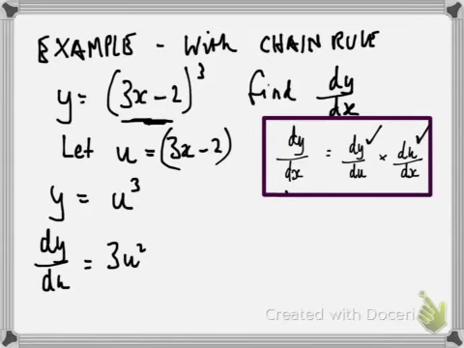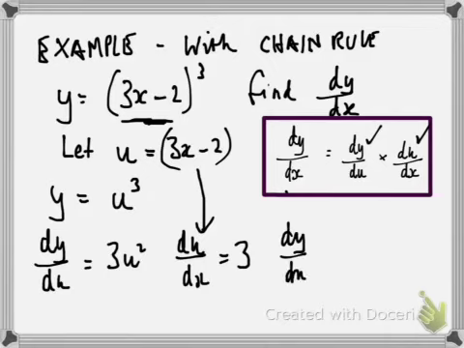Okay, well what's du/dx? We know that u is 3x minus 2. So du/dx is going to be the derivative of u, which is just 3. So you can see now how this is starting to develop. Now I'm going to apply the chain rule in the purple box there. So dy/dx equals dy/du, which is 3u squared, multiplied by du/dx, which is 3. So we get 9u squared.